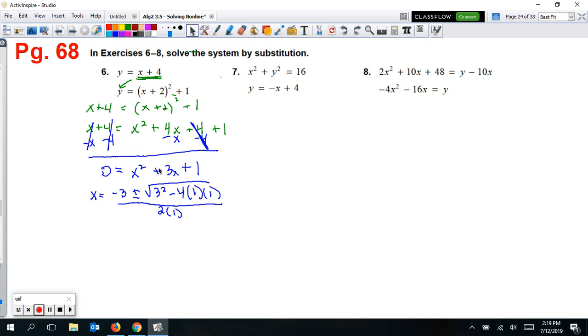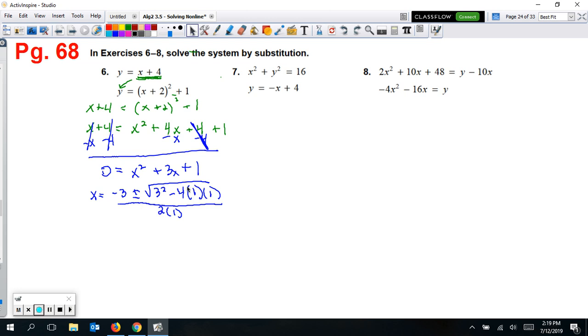So b is 3, so it's the opposite of b, negative 3, plus or minus the square root of b squared, so it's 3 squared there, minus 4 times 1 times 1. That's a and c. Both a and c are 1s, and it's over 2 times 1, for 2 times a. So you're just plugging your a's, b's, and c's into this, and now work this out, simplify this.